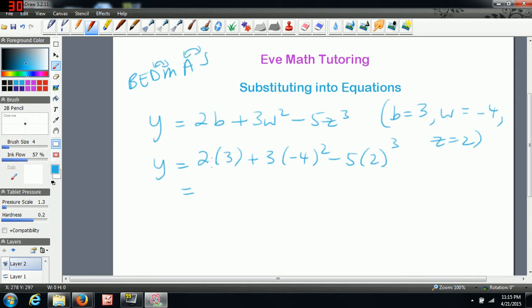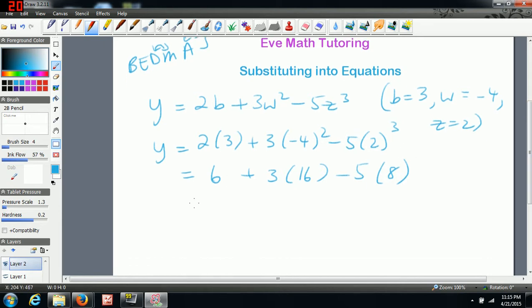So at this point, we could do this part first. So 2 times 3 is 6, plus 3. Now over here, I wouldn't do multiplication. I would do exponents first. So that would be +16. Same thing here, I do exponents first. So 2 cubed would be equal to 8.